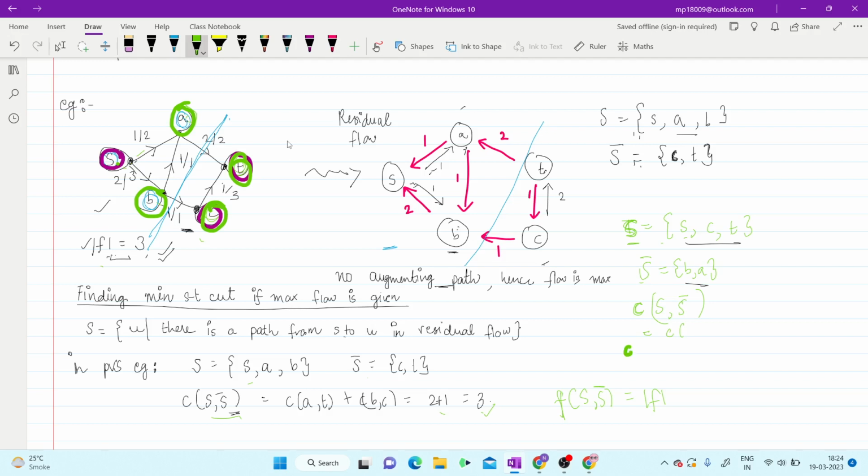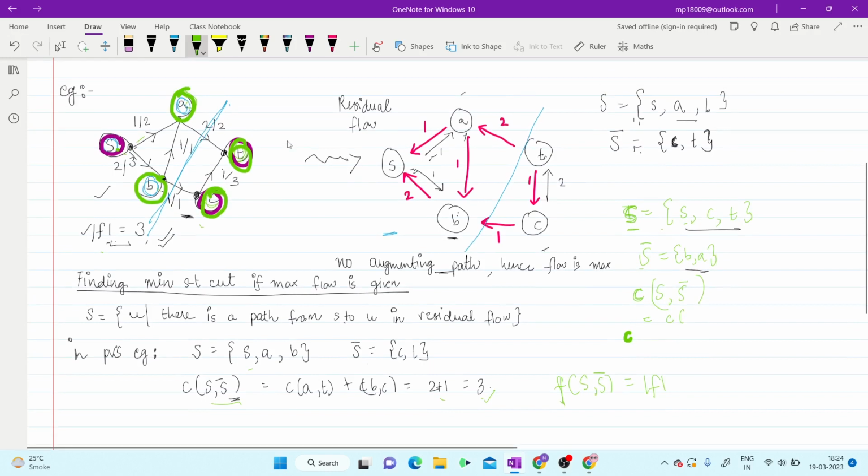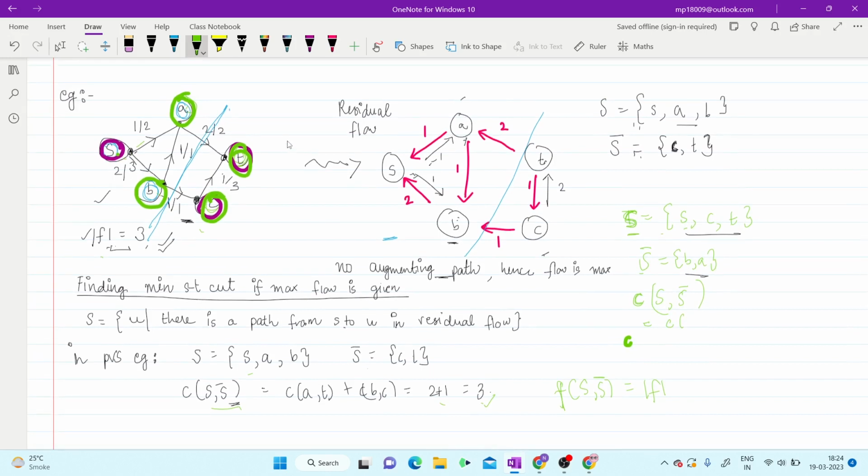Capacity of this cut is 3. Three only. So this cut is also fine. See, minimum cut need not be unique. So this algorithm that I was telling you just gives you one method to find a minimum cut. There can be different minimum cuts also.